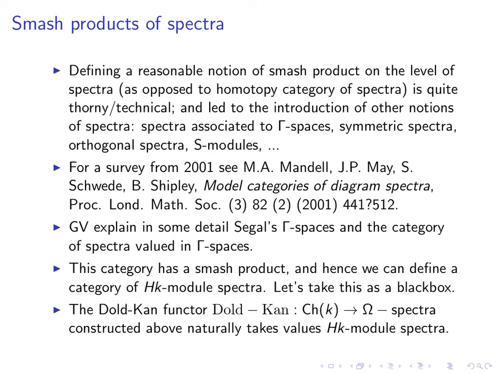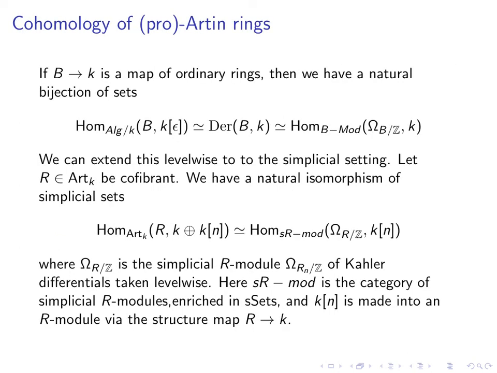This category has a smash product, and hence we can define the category of HK-module spectra. Let's take this as a black box. Then the Dold-Kan functor that we've talked about, from chain complexes to omega spectra, constructed a few slides ago, naturally takes values in HK-module spectra. I'm not going to explain what HK-module spectra are, but there's some sense of a K-module structure on spectra.